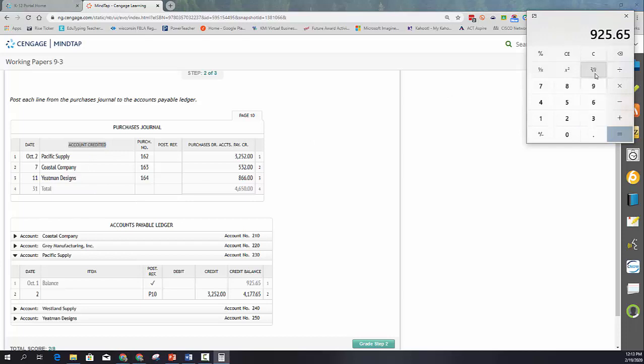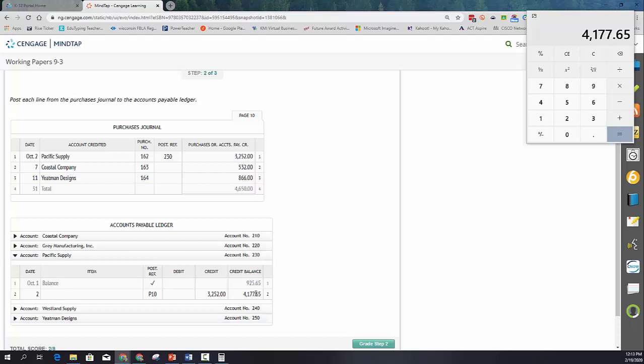I'm having problems adding today, so I'm double checking my math. I got $4,177.65. Anyone agree? Disagree? Looks like Ethan got the same number in his calculator, right? So the last step I have to do, after I got my credit balance, I'm going to take account number 230, and it goes back up here on line 1.